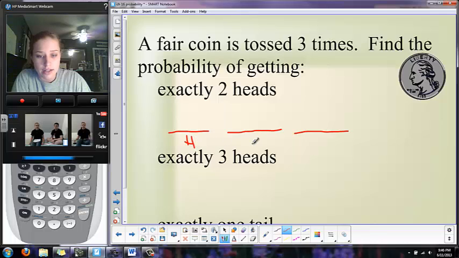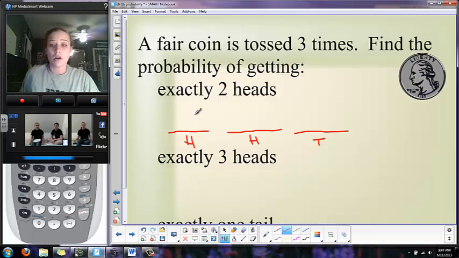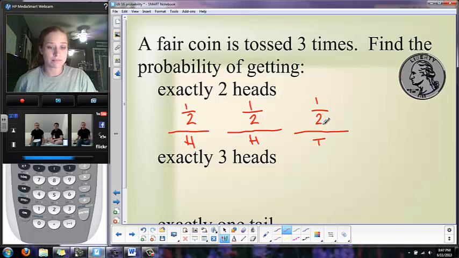So I want heads, heads, and tails. Now what's the probability that I get heads when I flip a coin? Well, a coin only has a heads and a tail, so the probability of getting heads is 1/2. And the probability of getting heads over here is still 1/2, because those trials are independent of each other. Nothing changed. And the probability of getting a tail is also 1/2.